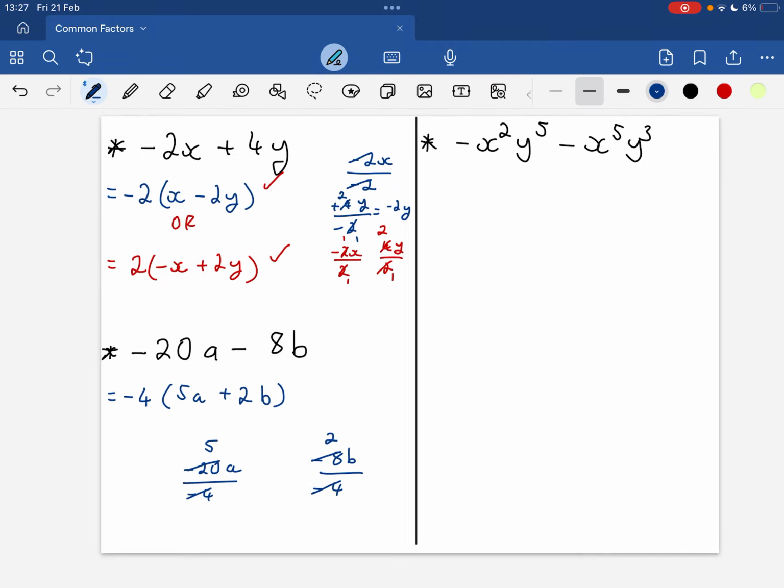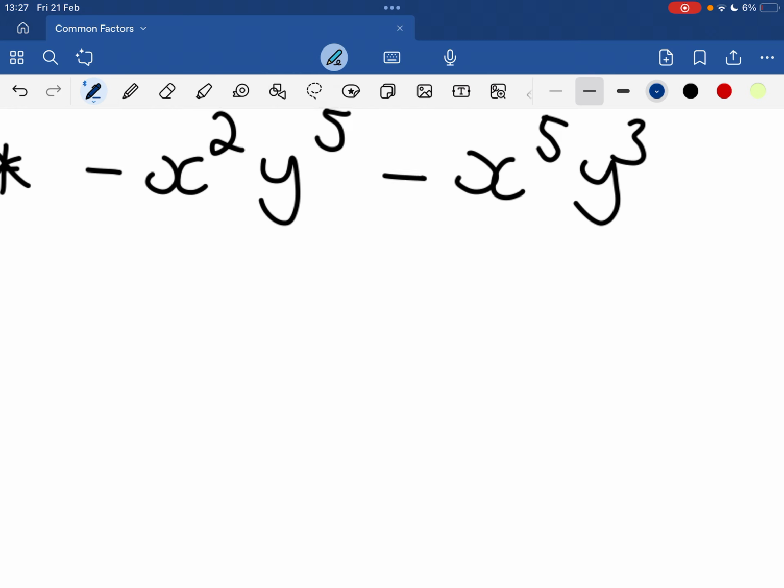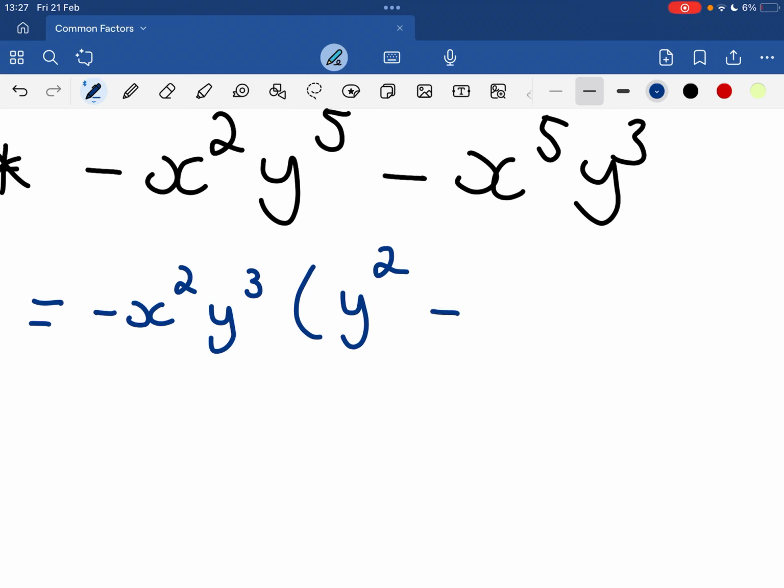Okay. Now, if I have negative x squared y to the 5 minus x to the 5 y to the 3, I can take negative x squared y to the 3, and in the first term I'd have positive y squared. In the second term I'd have positive x to the 3.